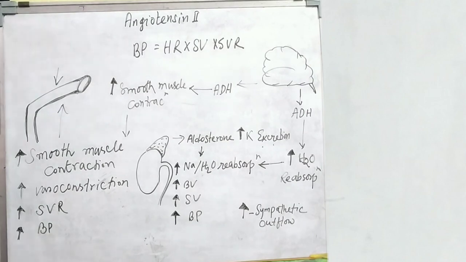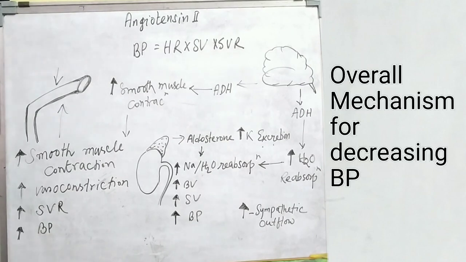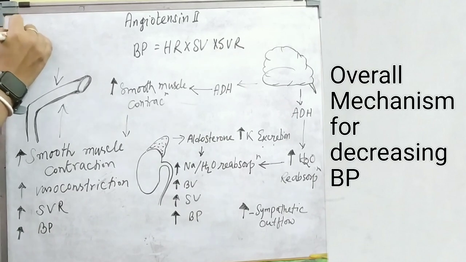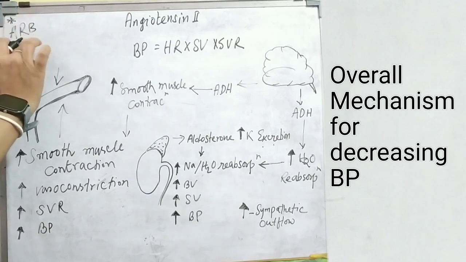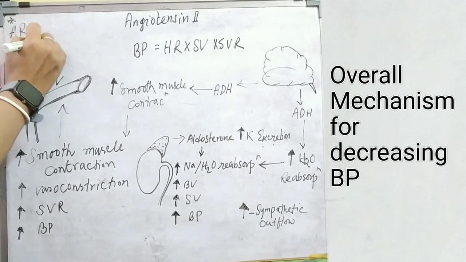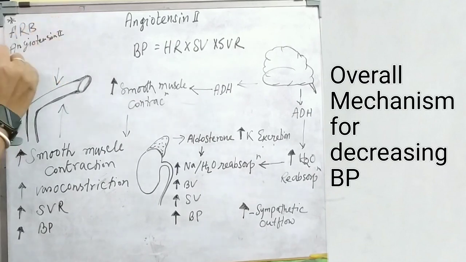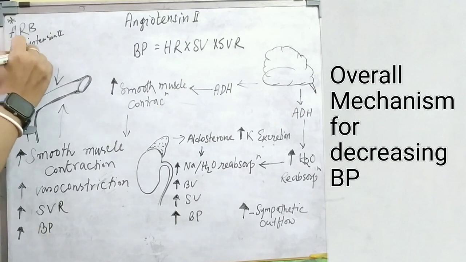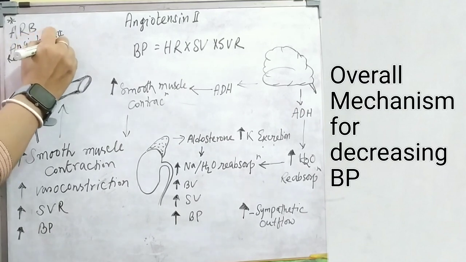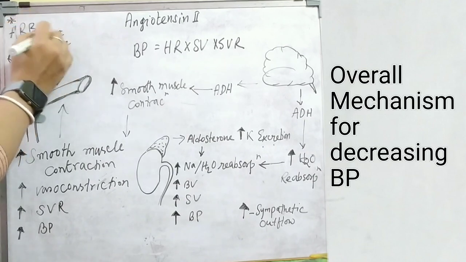So now we know how angiotensin 2 is produced by the RAS. Let's review the effects angiotensin 2 has on the body. Understanding angiotensin 2 will help us figure out how the ARBs work. So what is ARB? That is angiotensin 2 receptor blocker. So these are called ARBs.